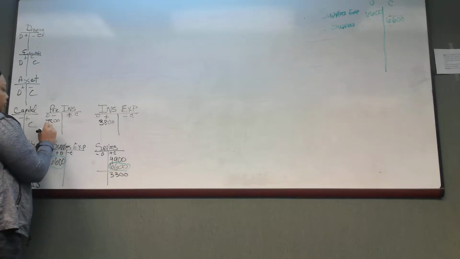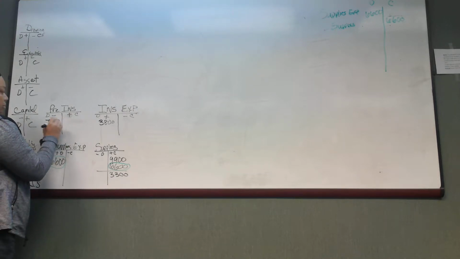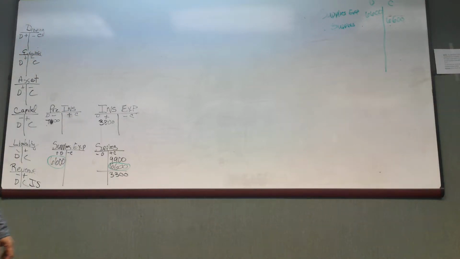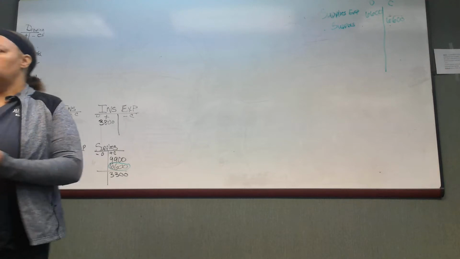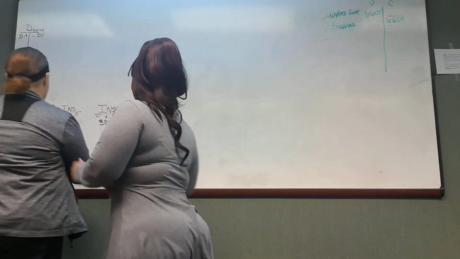Because that was the balance before. And am I increasing or decreasing that account balance? Decreasing it. So it's going to be on that side, $3,800. We're using our erasers.